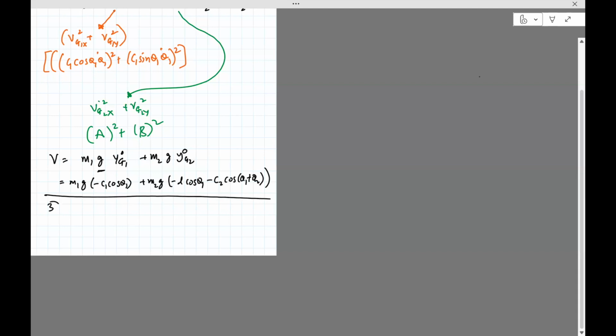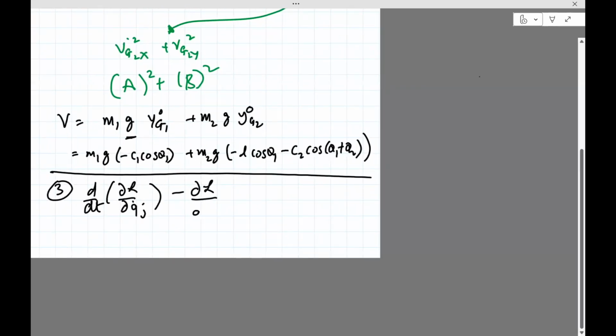Okay, and the third step is to use this equation. In this case, Qj will be theta 1 and theta 2. And then Qj is just 0. There's no external force on the system.